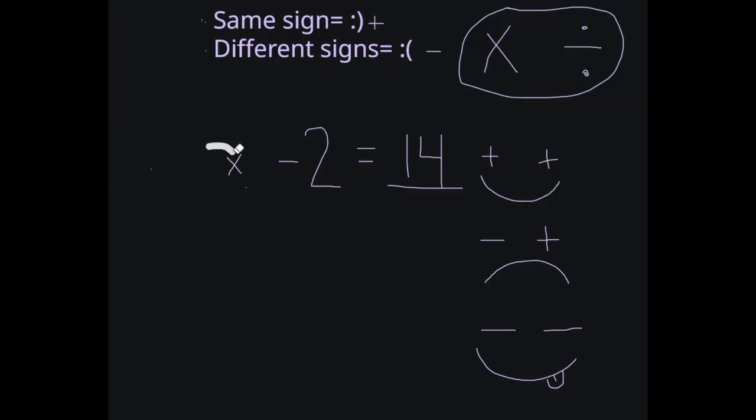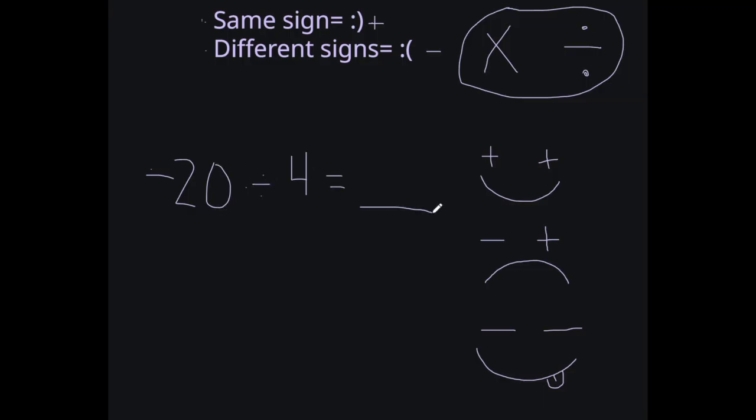You might be saying, but Miss Amanda, what about division? Well, guess what? The exact same rules apply for division. So let's try this problem. Negative 20 divided by 4. Okay, I want you to take a look at this and tell me what you think. Without solving it, I just want to know if it's going to be a negative number or a positive number.